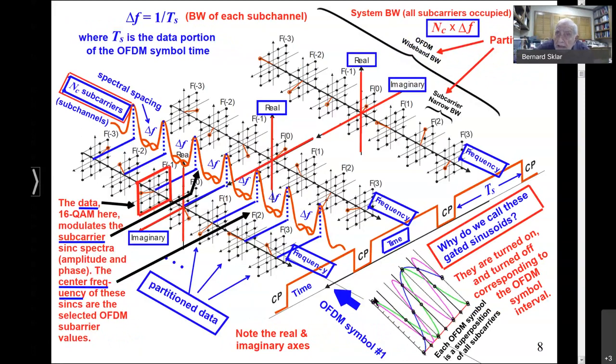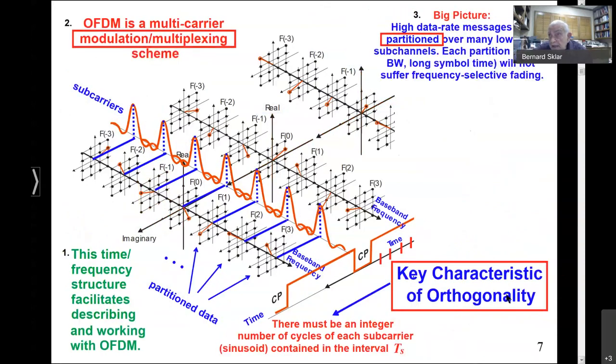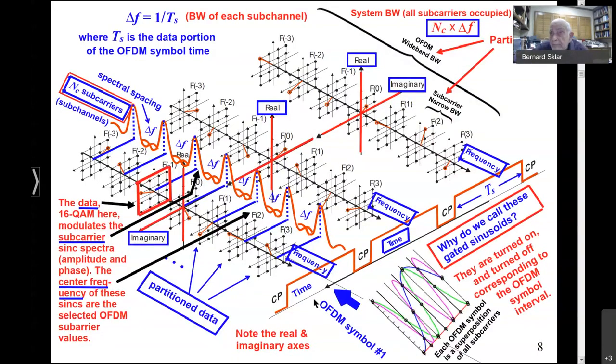Now, looking down any one of these intervals of time, I would see a superposition of these multiple carriers, or in the time domain, I would see multiple sinusoids. And remember, they each have this important characteristic property of orthogonality. Every one of those sinusoids, no matter what the center frequency is, there must be an integer number of cycles in each one of those intervals.